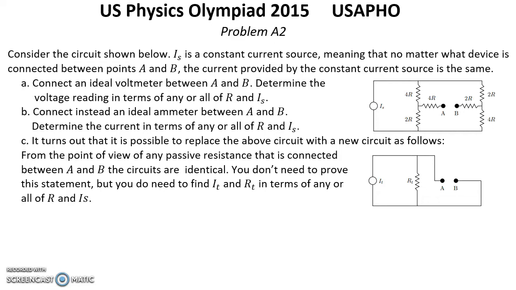Question B. Connect instead an ideal ammeter between A and B. Determine the current in terms of any or all of R and I_S.